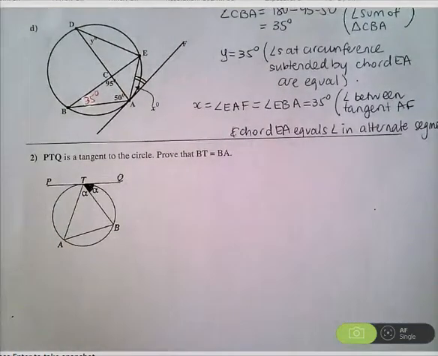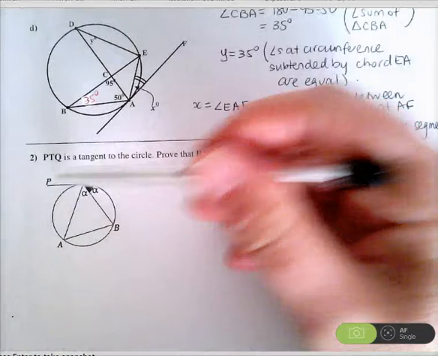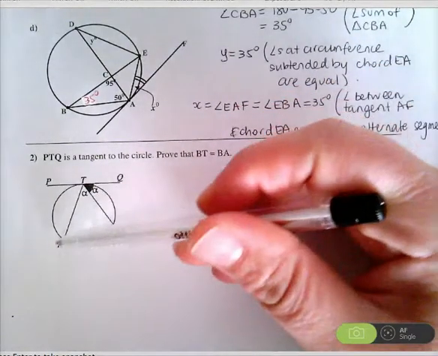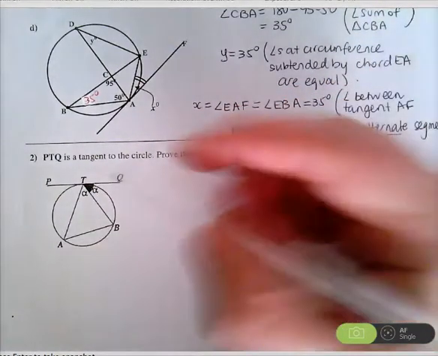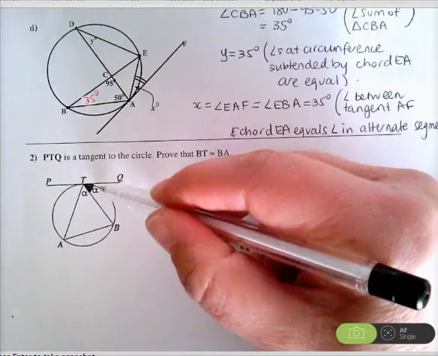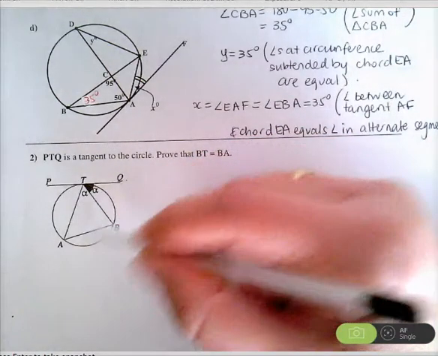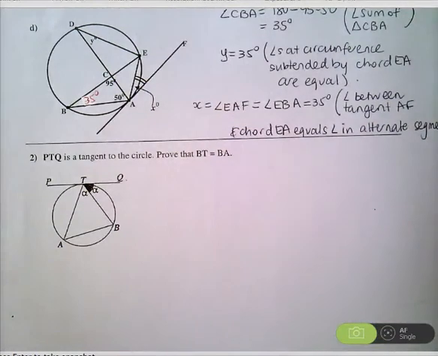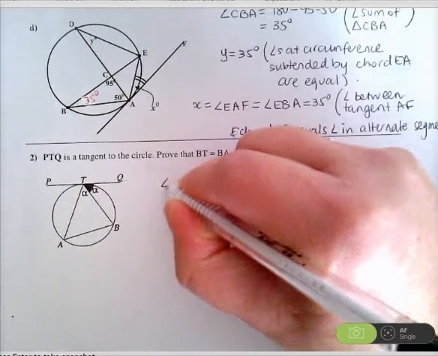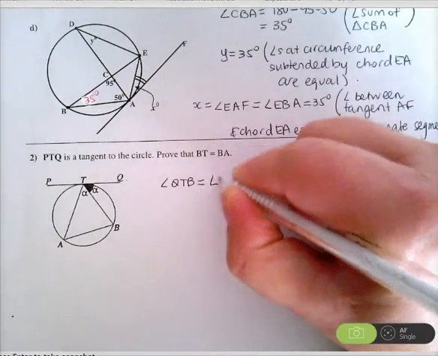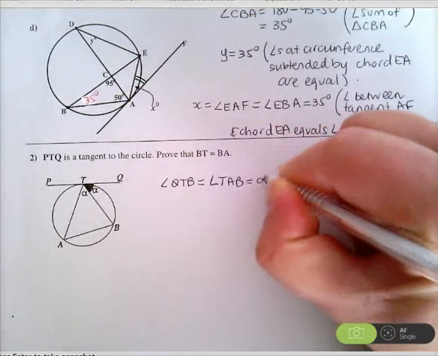Okay, here is question 2 on page 26. It tells us that PTQ is a tangent to the circle, and you have to prove that BT is equal to BA. Now we know that the angle between the tangent and the chord is equal to the angle in the alternate segment. So we'll just start with that. We've got that angle QTB is equal to angle TAB, which equals alpha.